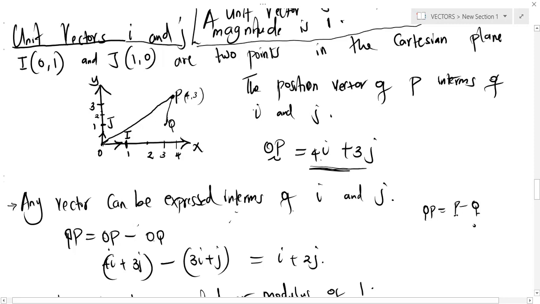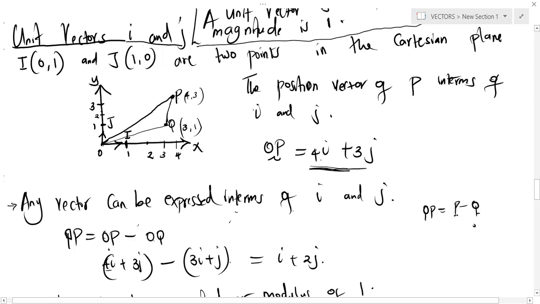And what is OQ? From this point here, what is OQ here? So Q is 3 units on the x-axis, so that is (3, 1). So if we write in terms of i and j, that is 4i plus 3j for P, minus OQ, which is 3i plus j. So subtracting that, 4i minus 3i will give us i.